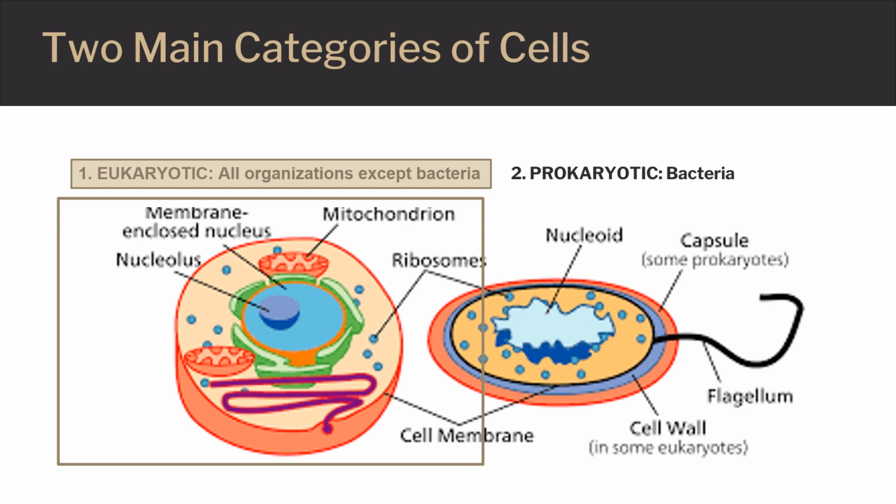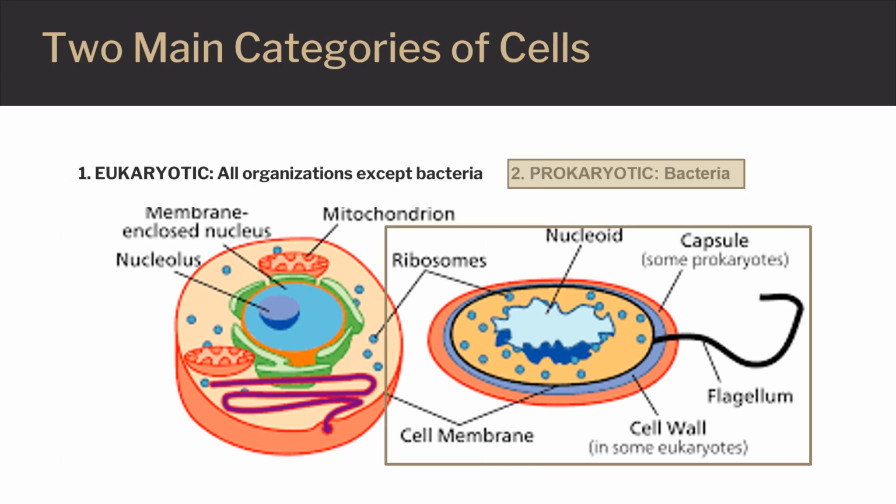Eukaryotic cells are large cells that have membrane-enclosed nuclei and organelles. All organisms except for bacteria and archaea are composed of eukaryotic cells. A prokaryotic cell is simpler and usually much smaller than a eukaryotic cell. Prokaryotic cells do not contain a membrane-bound nucleus, nor any other membrane-enclosed organelles. A bacterial cell is a good example of a prokaryotic cell.